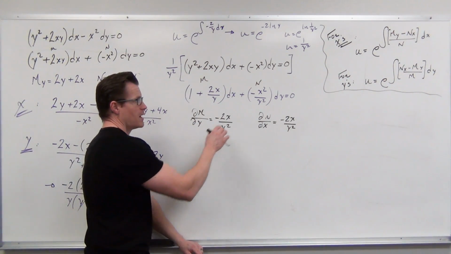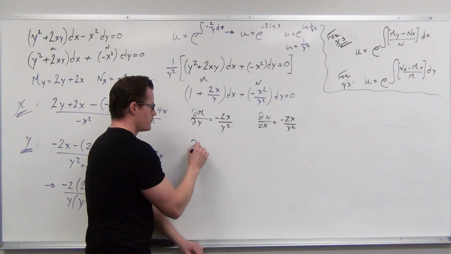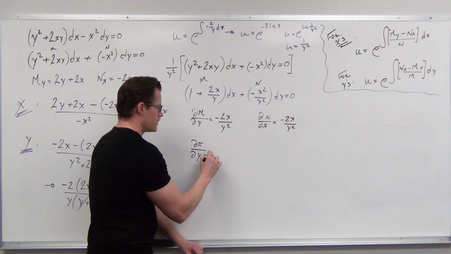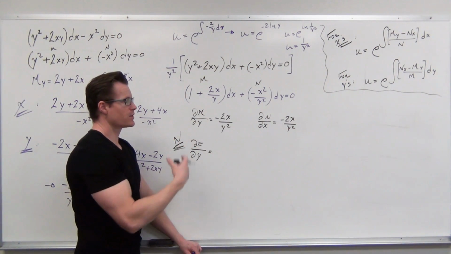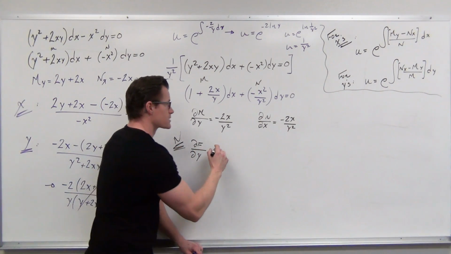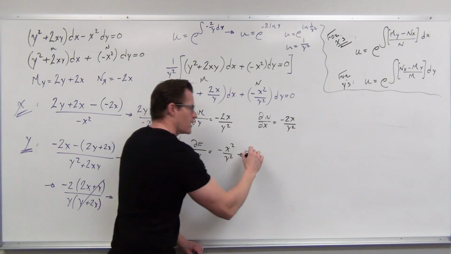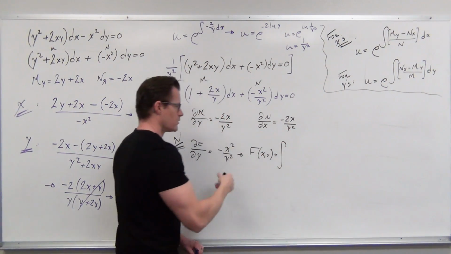So if I'm going to integrate, if I know that the partial derivative of f with respect to y is N, so this is your N. If I know that N is the partial derivative of f with respect to y, then that is this negative x squared over y squared. Then our function is the integral of that.